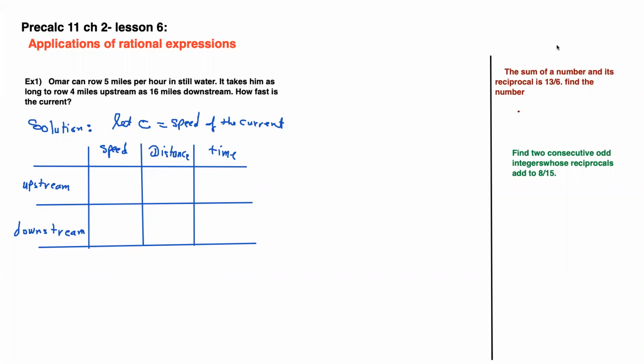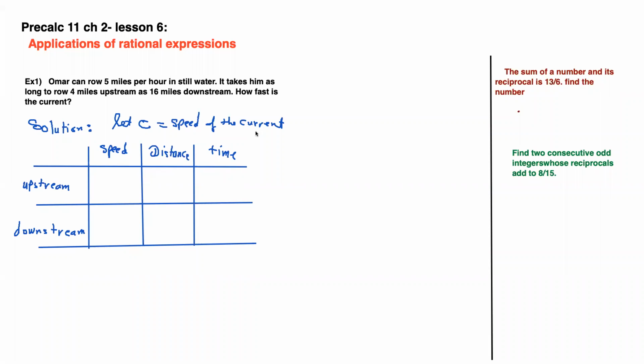So lesson 6, application of rational expressions. I'm going to do 3 examples from this section. So the first one, Omar can row 5 miles per hour in still water. It takes him as long to row 4 miles upstream as 16 miles downstream. How fast is the current?